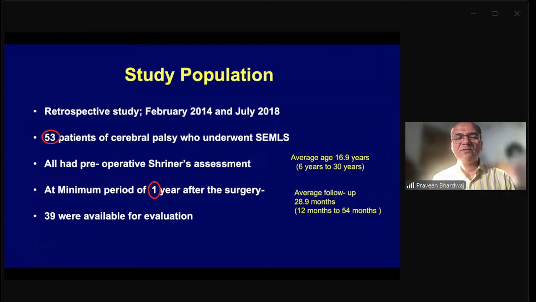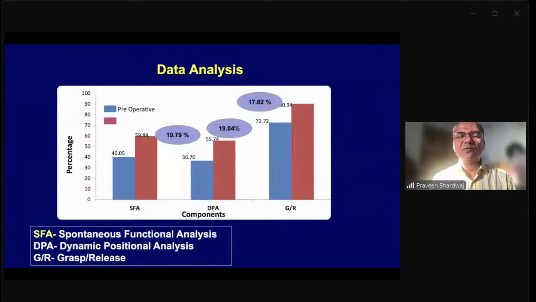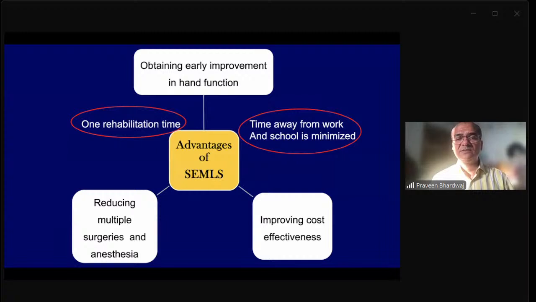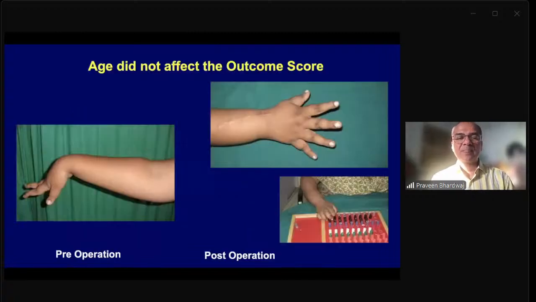When we analyzed 53 of our patients at 1 year follow-up, we found that all of them improved in their spontaneous functional analysis, dynamic posture, and grasp and release. The best thing, which applies mainly to our center because patients come from far away places, is that this allows a single rehab where the patient can stay near the hospital and undergo rehab under supervision. And that, I think, has made a lot of difference to patient satisfaction and also our outcome.